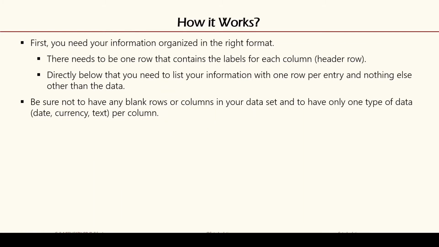Let's have a look at how it works. First, you need your information organized in the right format. There needs to be one row that contains the labels for each column, called the header row. Directly below that, you need to list your information with one row per entry and nothing other than the data. Be sure not to have any blank rows or columns in your data set and to have only one type of data per column. It could be date, currency, text, any of those. All right, let's see in action in Excel how we can use pivot tables.